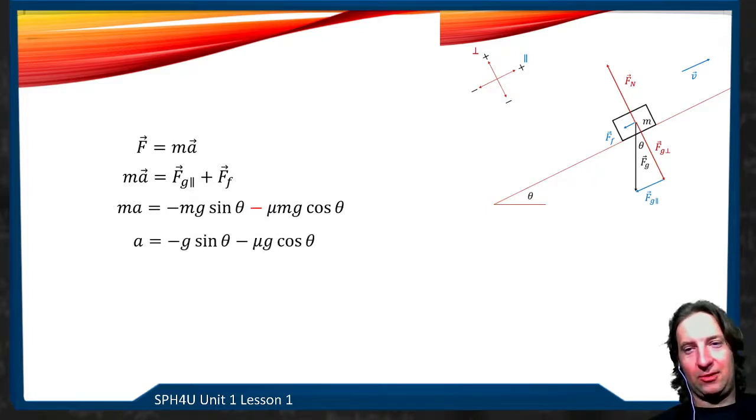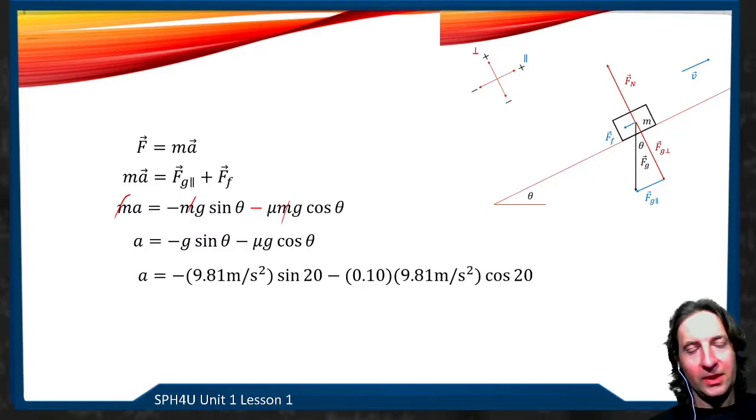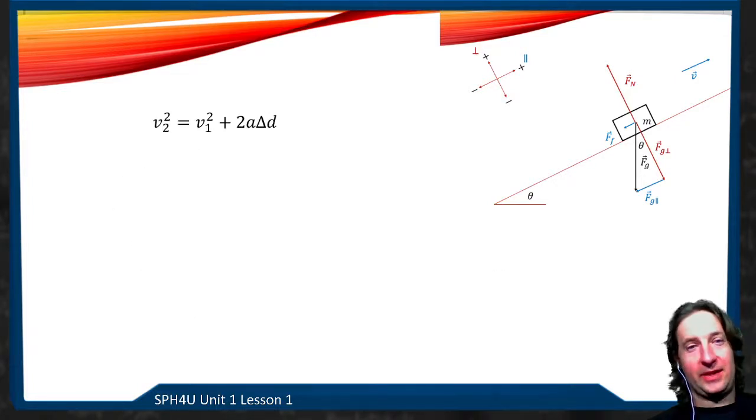And then again, I can cross out the masses because mass doesn't matter in this case. I can factor it out, plug in all my numbers, and I have an acceleration down the ramp. So I'm decelerating. I was traveling 5 meters a second, and I'm slowing down at negative 4.28 meters a second squared. All right. So again, I can do the same thing with my kinematic equation here.